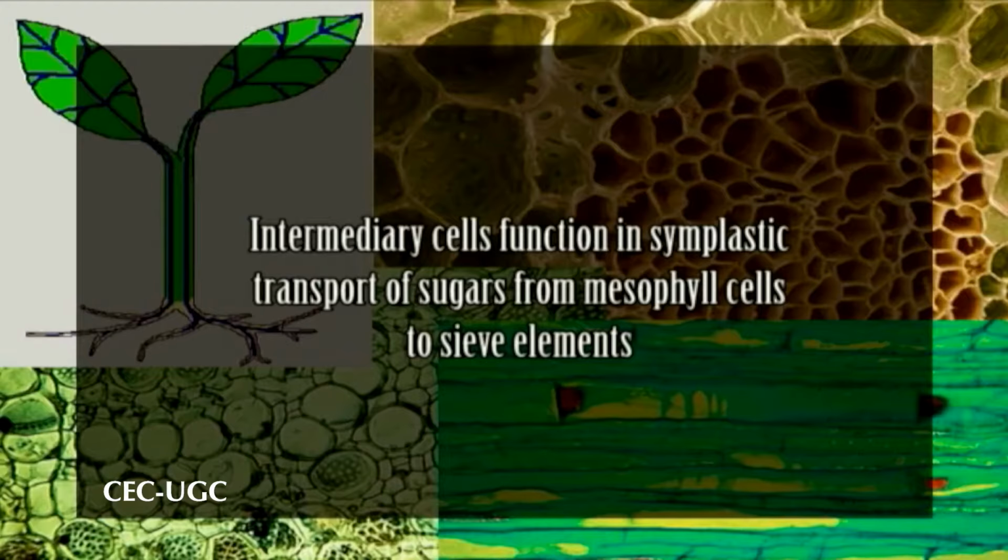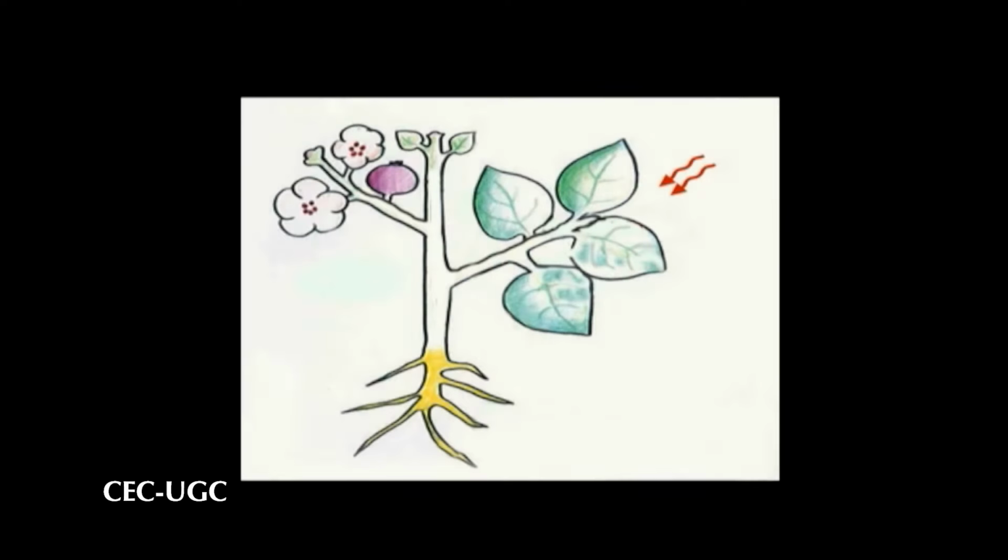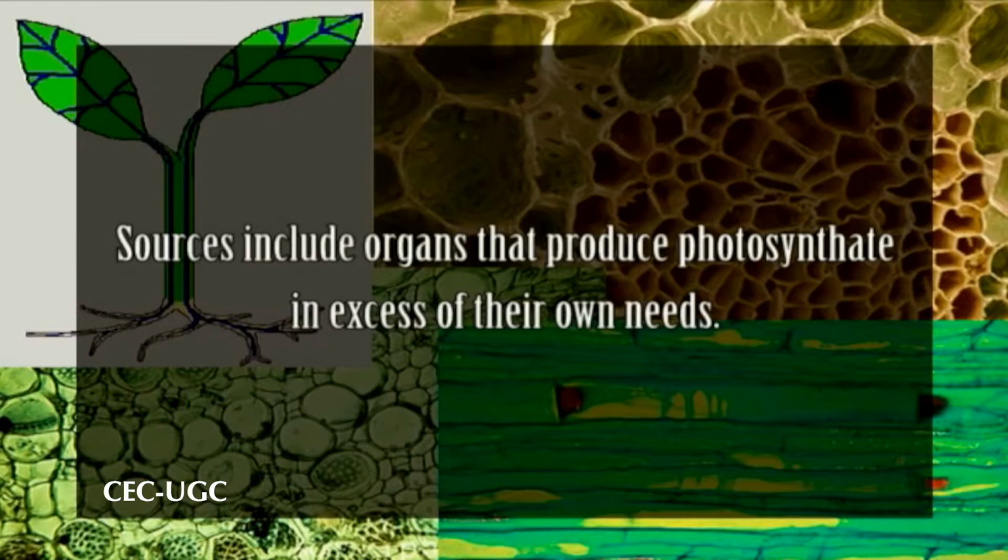Now, patterns of transport. Transport in phloem does not occur exclusively in either an upward or downward direction. Rather, it occurs from areas of supply called sources to the areas of metabolism or storage called sinks. Sources mainly include mature leaves that are capable of producing photosynthates in excess of their own needs, or storage organs during the exporting phase of their development.